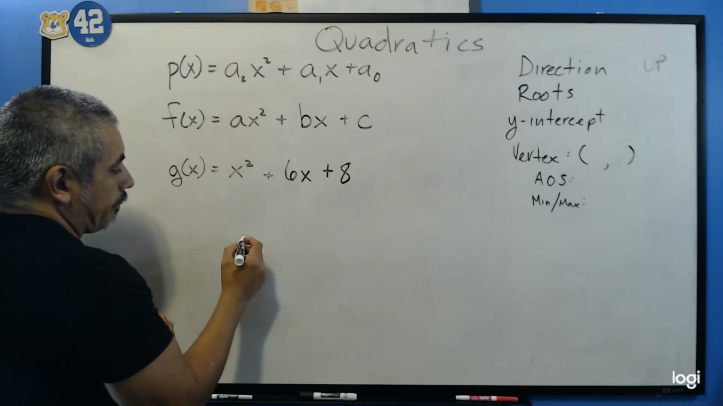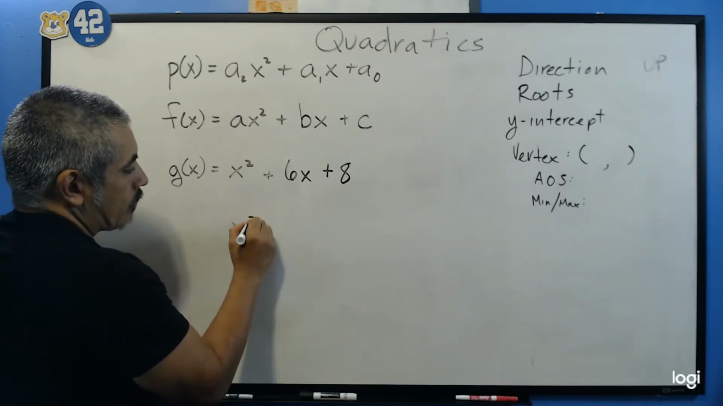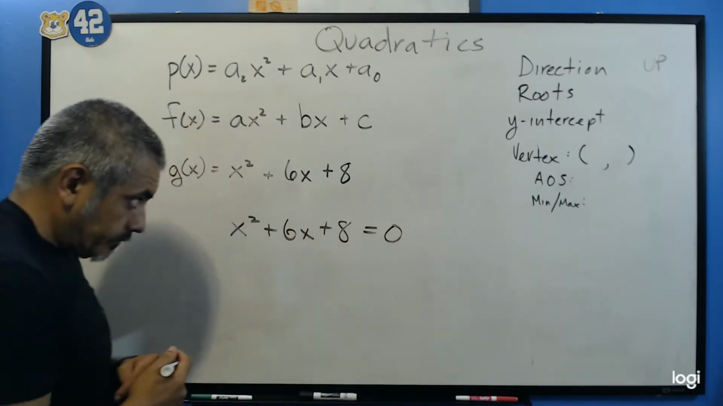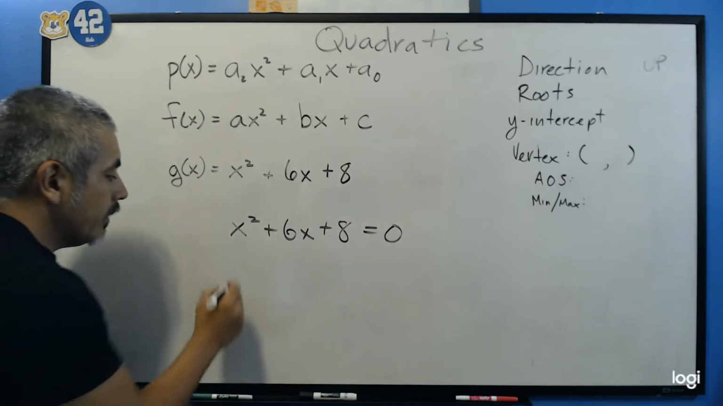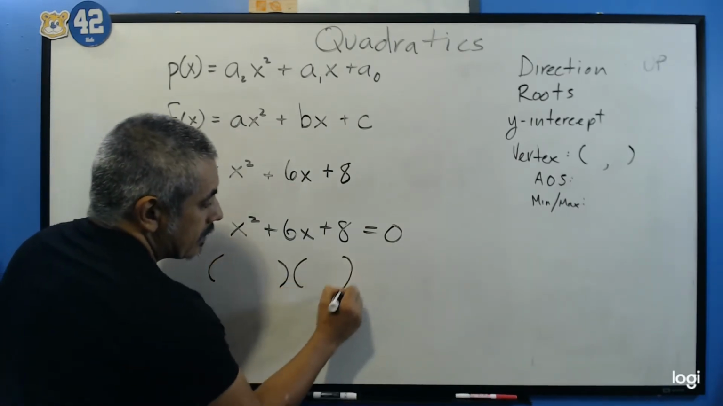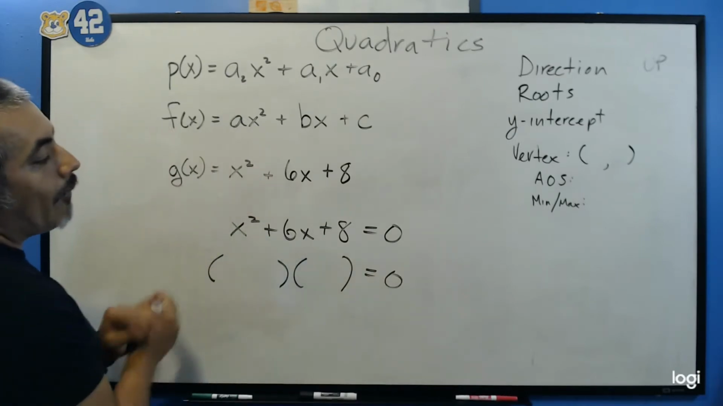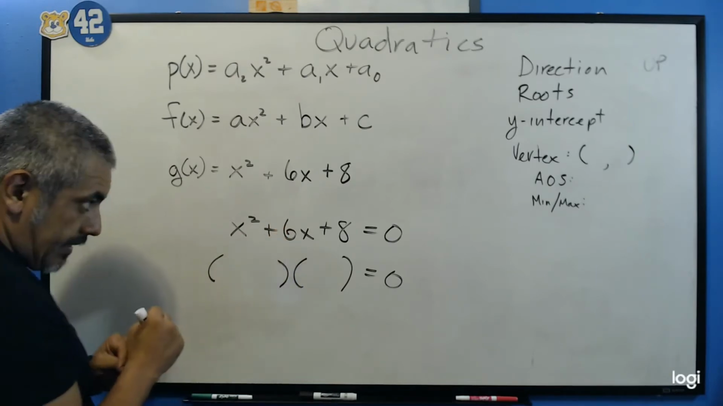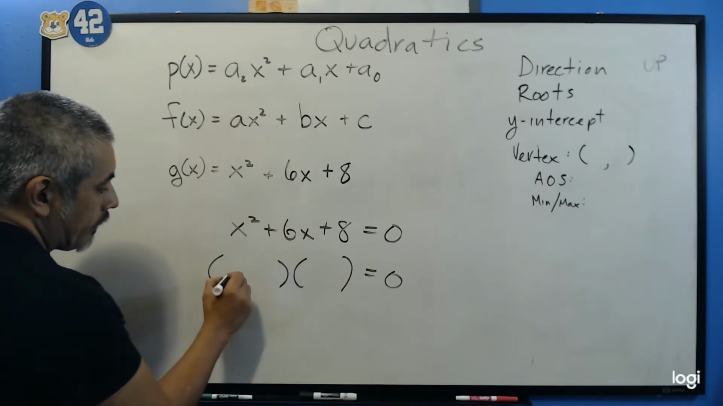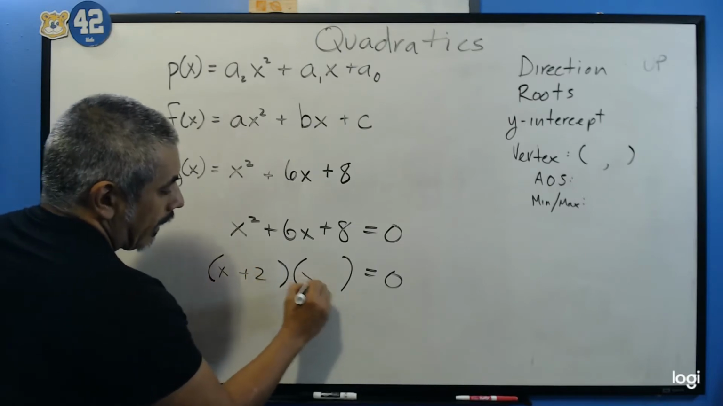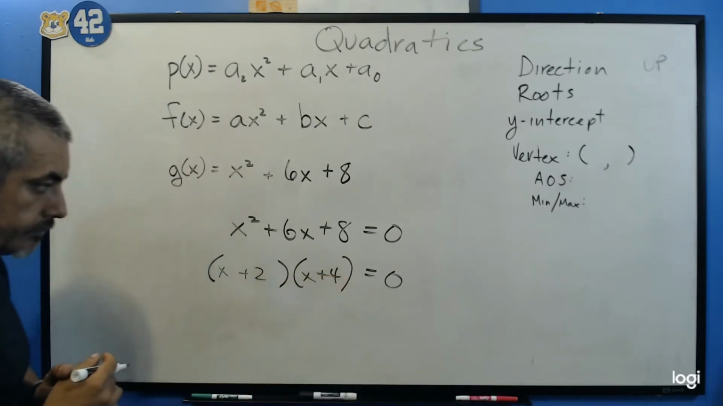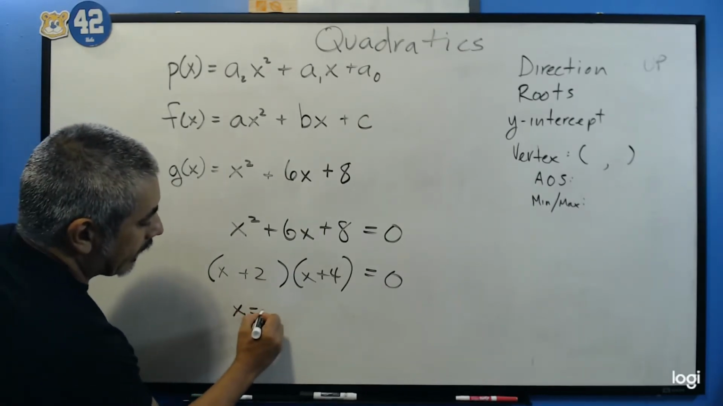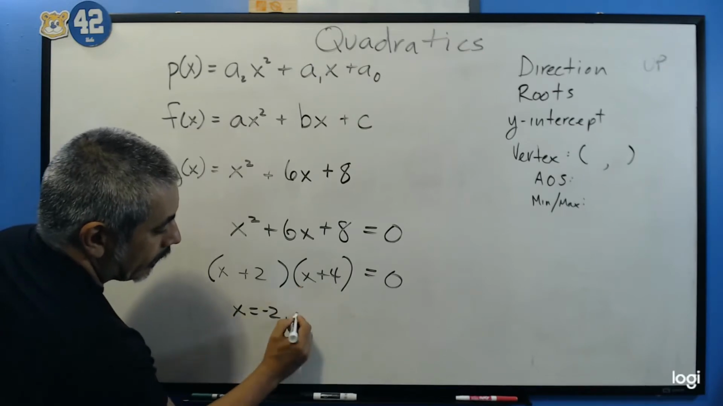So let's see. X squared plus 6x plus 8 equals 0. We're going to use factoring here. So I'm just going to take my two parentheses and set them equal to 0. And now I need two numbers that multiply to positive 8 and that add up to positive 6. And that's going to be 2 and 4. So x plus 2, x plus 4. And from here we can see that our roots are going to be x equals negative 2, comma, negative 4.